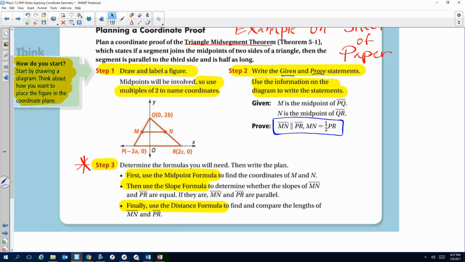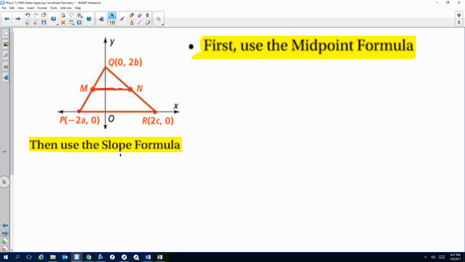Okay, so this is important. What I have started here is step 3, knowing these 3 bullets, and that's what we're going to apply. We're going to do each one. So I just kind of copied our figure, and we're going to show the work for each one. So the first thing is we've got to find that midpoint. We've got to use the midpoint formula to find the coordinates that we have here for M.